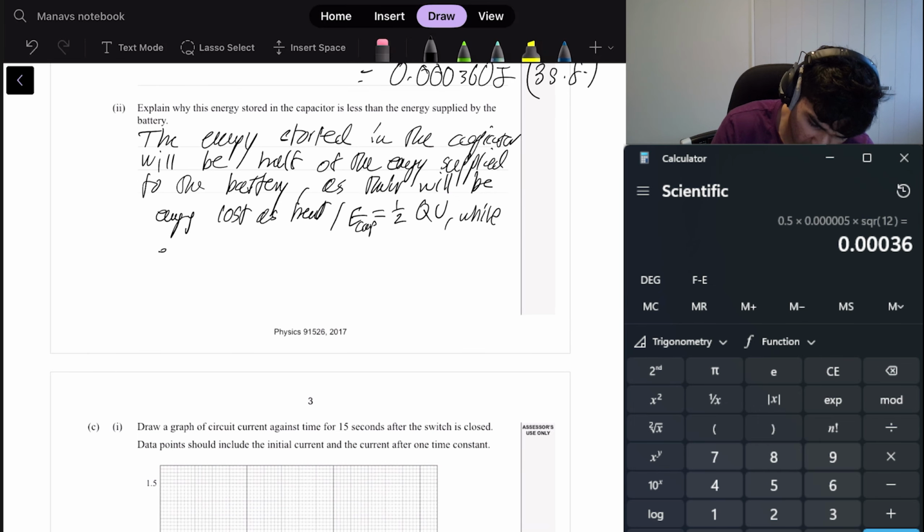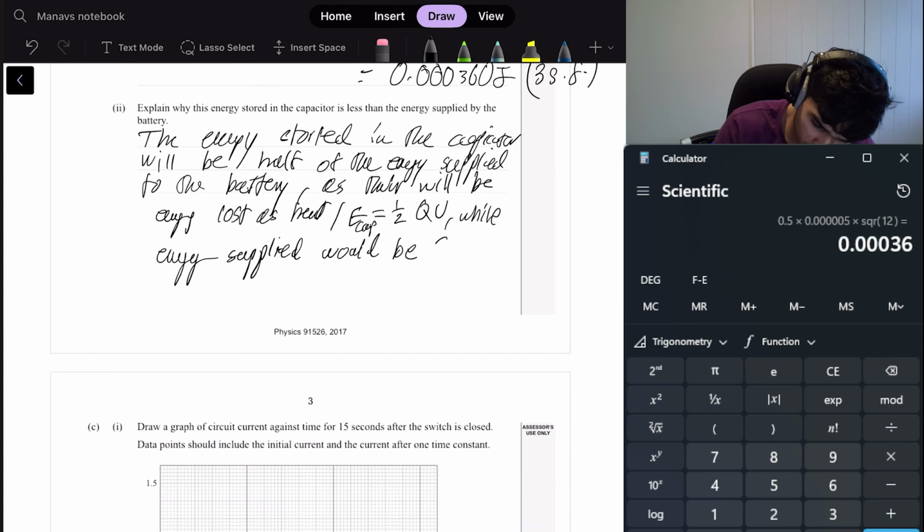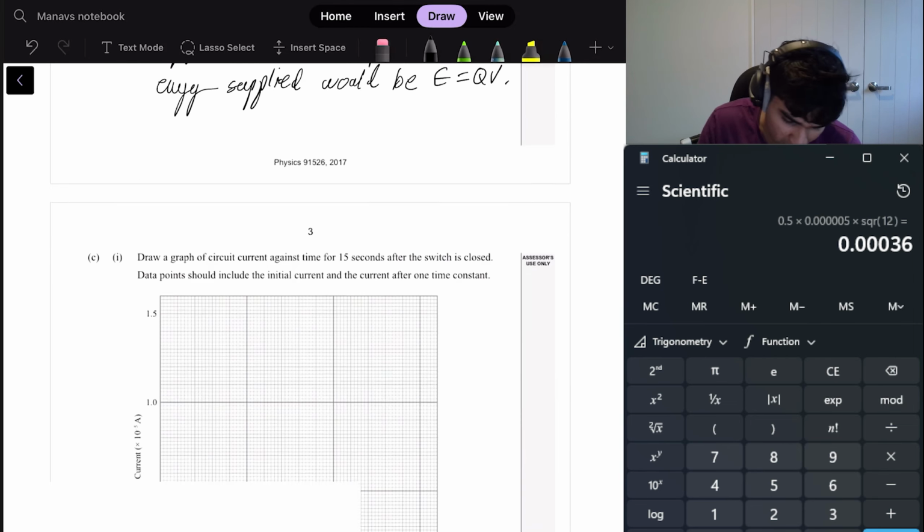While the energy supplied, E equals QV. Alright, we'll just call it that, honestly.